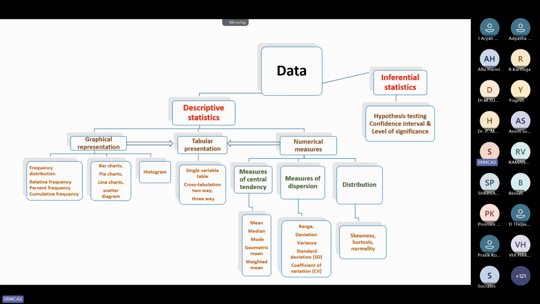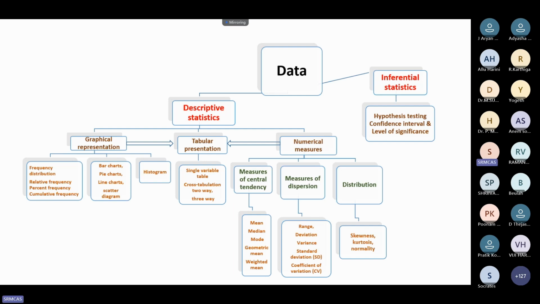So I think all of you know data analysis, at least something. In general, data is presented in two different formats. One is descriptive statistics, and the other is inferential statistics. Descriptive statistics is just presenting the data, what it actually is, graphically or in tabular form or in numerical measures. Graphical form represents frequency distributions, relative frequency, cumulative frequency, bar charts, and pie charts. Those come under the graphical representation of the data.